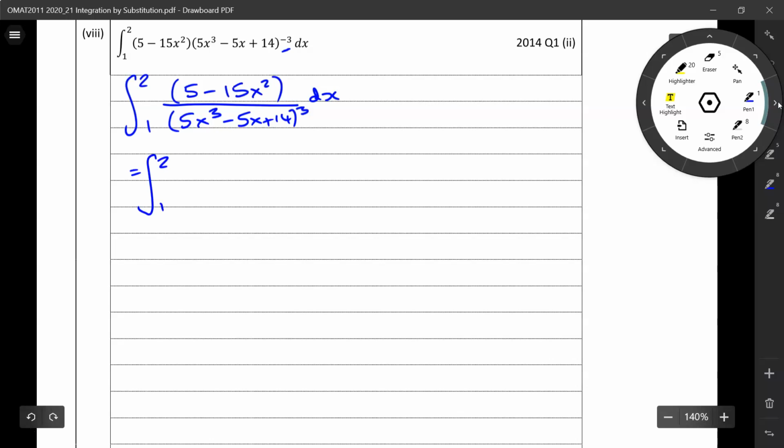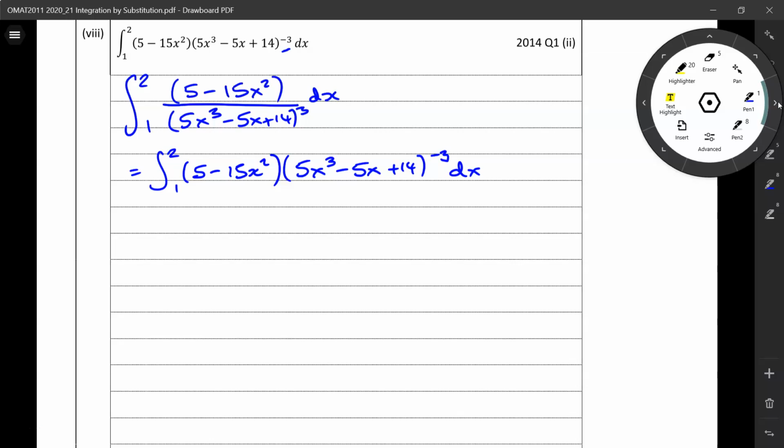the integral from 2 to 1 of (5 minus 15x squared) times (5x cubed minus 5x plus 14) to the power of minus 3 times dx. And I can just shorten this integral sign here, like so. And then we follow our normal procedure.